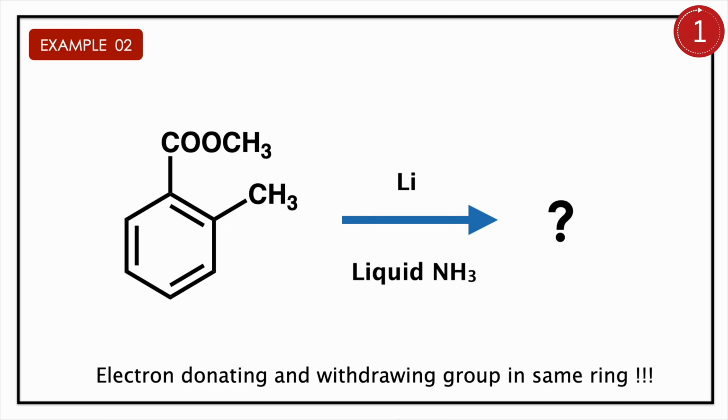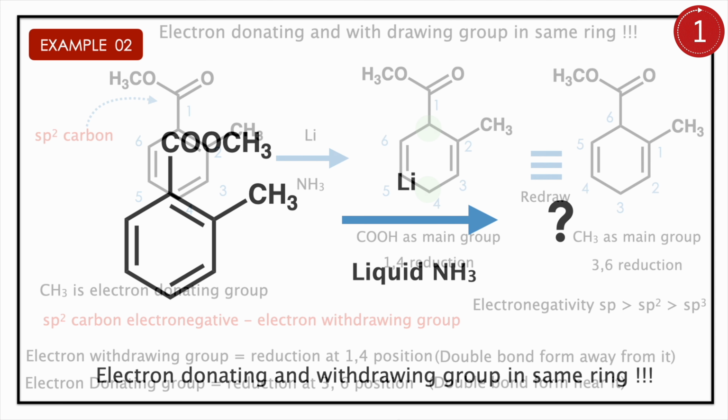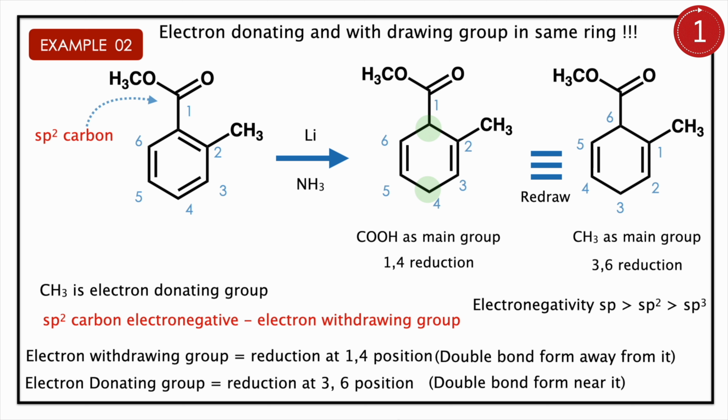Then the second example. Here you have a benzene ring attached with an ester and a methyl group, lithium and liquid ammonia you are using. We should find what will be the final product. The question is really about, you have both electron donating and withdrawing groups. What could be the possible product? Here you have two conditions, so you have to find the middle path to get the final product.